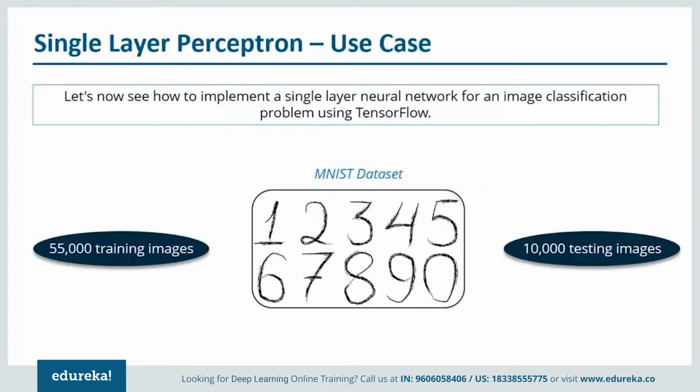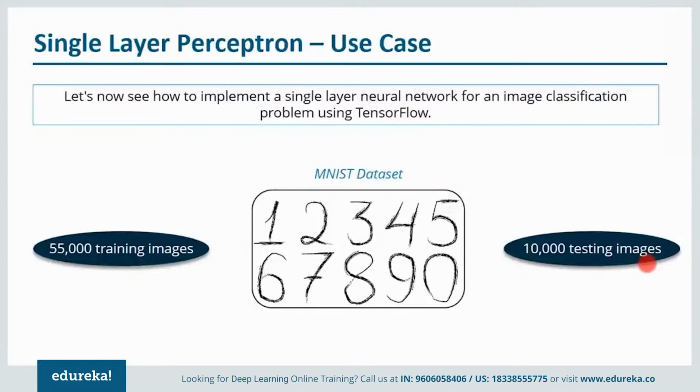The reason for using the MNIST dataset is that it is already clean and will be a perfect example for this. The MNIST dataset contains handwritten digits from 0 to 9, and in that dataset we have 50,000 training images along with 10,000 testing images. So we will train our model with those 55,000 training images, and then we are going to test the accuracy of the model with the help of those 10,000 testing images.